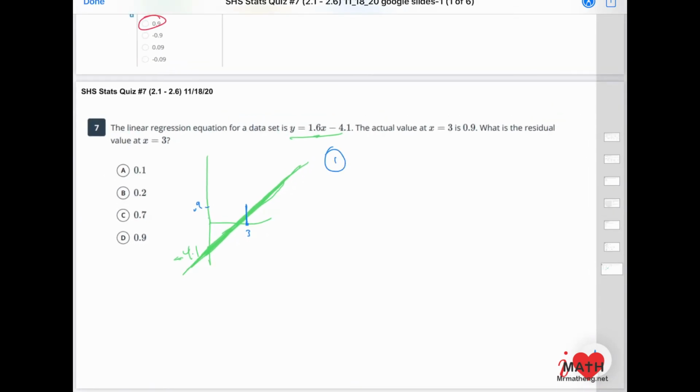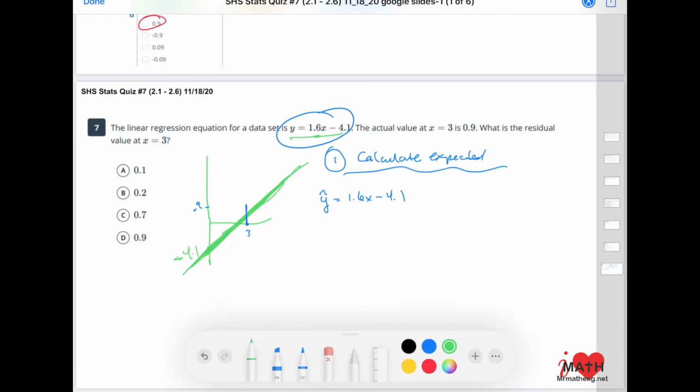So a couple of steps that we talked about previously: first, calculate the expected. Calculate the expected. So that would be using this equation, and I'm going to put a hat there because it's the predictor. From this prediction, we are getting the expected, okay? So then we're going to put in our x value of 3 here. Let's take out my handy-dandy calculator. I get 4.8 minus 4.1. So I have 0.7.